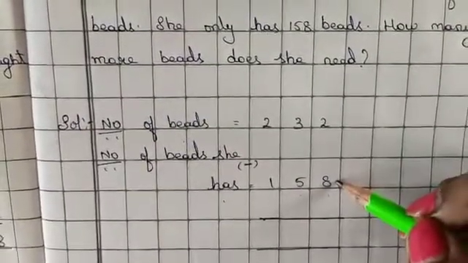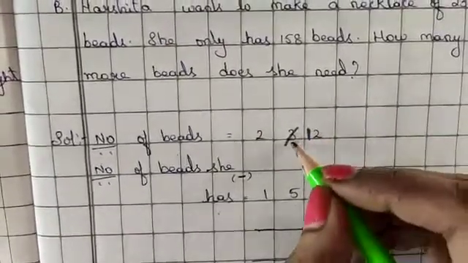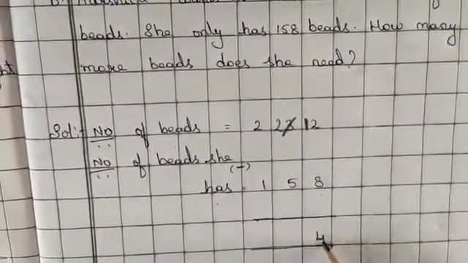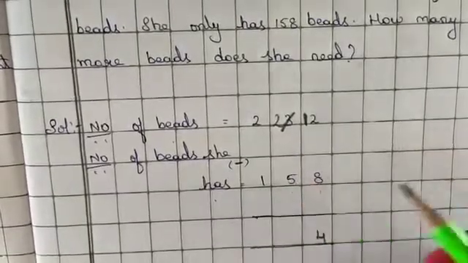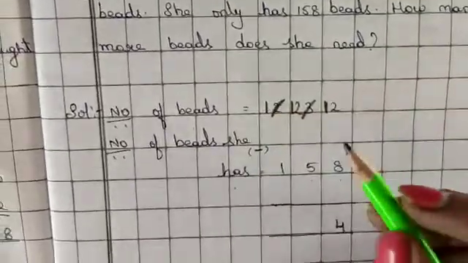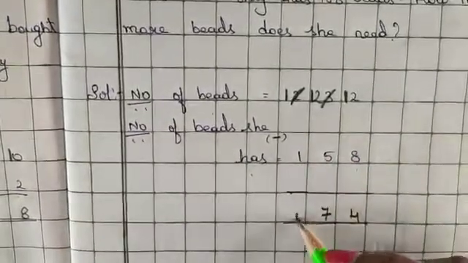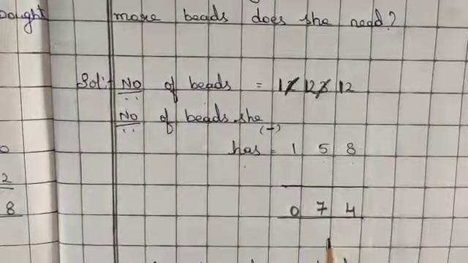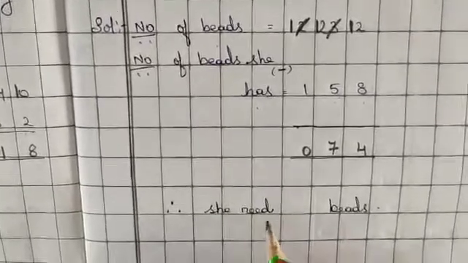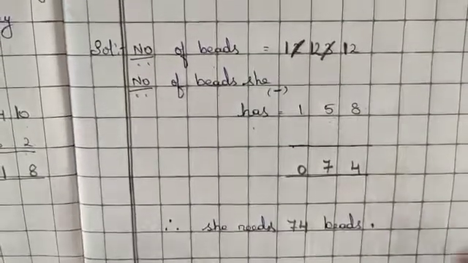So 2 minus 8 we can't subtract. Then what we have to do? We have to borrow from the tens place. Here it will be 12 and here it will be 2. So 12 minus 8 will be 4. And here 2 minus 5 it won't subtract. Then what we have to do? From the hundreds place we have to take 1 and here it will become 12. So 12 minus 5 will be 7. 1 minus 1 will be 0. So how many beads does she need, children? 74 beads she needs. So therefore she needs 74 beads. You have to write it like this.